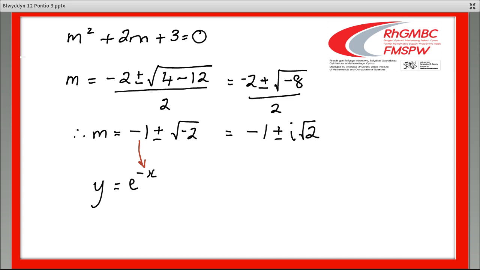What we do is we write that as a cos of root 2 of x. We take the number that's with the i and we put it in front of the x in the cosine, and then we do plus b sine of open brackets root 2x.